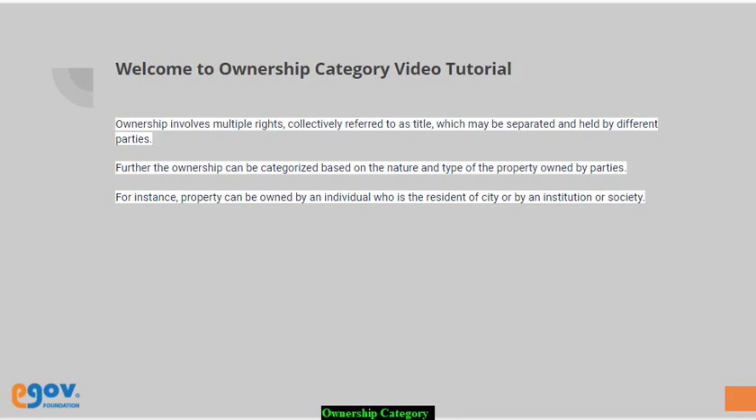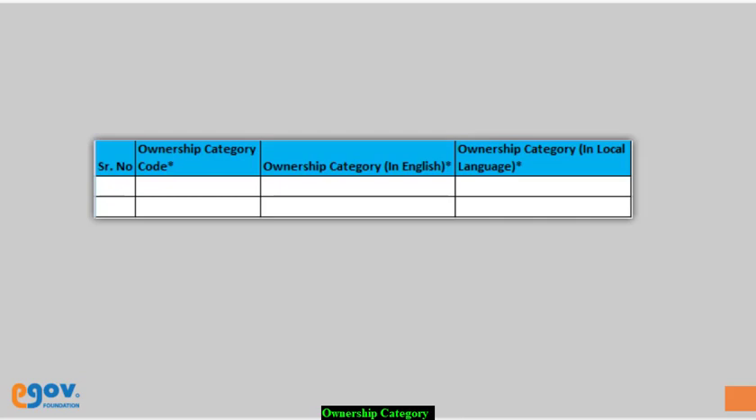For instance, property can be owned by an individual who is the resident of the city, or by an institution or a society. Download the data template to configure the Ownership Category Master's data. As we can see here, the template contains 4 data columns.